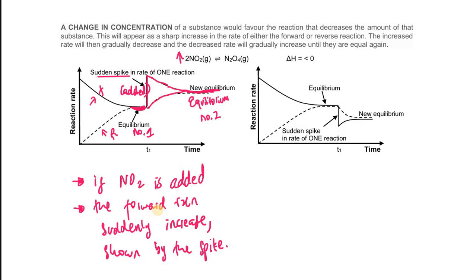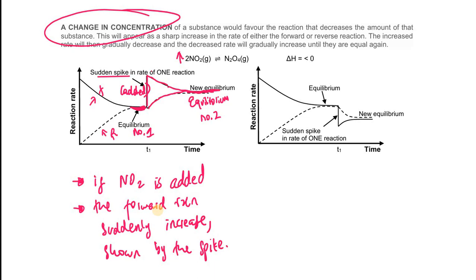You understand? So that spike is just the system telling you, come on, forward direction, start working, start doing your job. It does it very, very fast because you also added this NO2 very fast. When you add something, it immediately goes into the system. So this is what we call a change in concentration and how it affects the rate graphs.